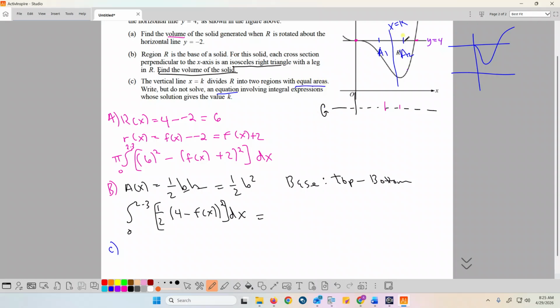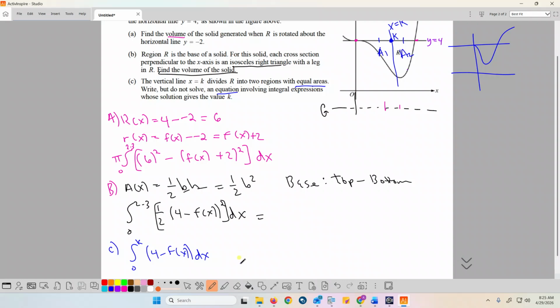Before it was from 0 to 2.3. Now it's supposed to be from 0 to k. Well, I don't really know what k is, and I don't think I need to solve it because it says write but do not solve. Maybe I can get away without solving it. The first area is going to go from 0 to k, and it's going to be the top function minus the bottom function, because it's asking for area. The top function we know is 4, and the bottom function is f of x. So I'm going to say 4 minus f of x.